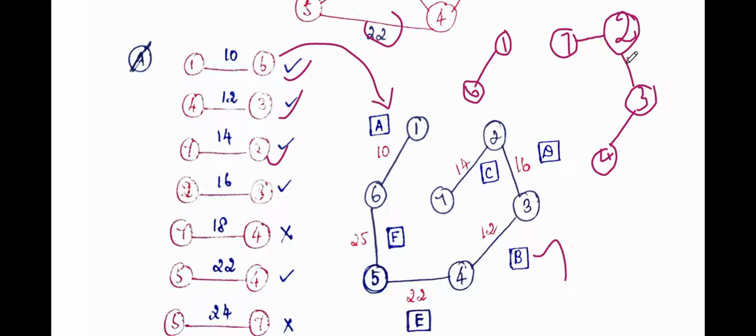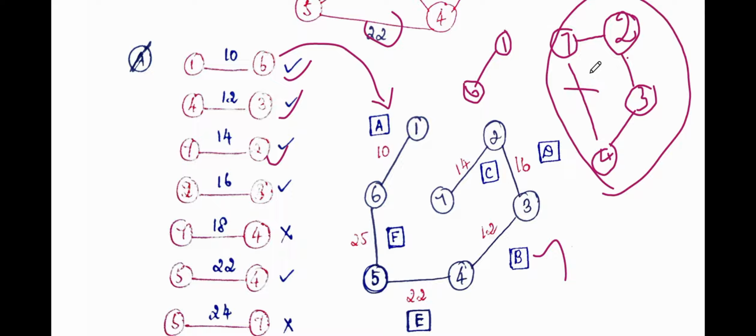So what is the minimum edge? Then next the minimum is 18. If we connect 7 to 4, we form the cycle here, right? So we cannot add the edge in the MST, right? This is the important thing. So we cannot add this; we put a cross mark. We cannot add this because it forms a cycle. Clear? Okay.